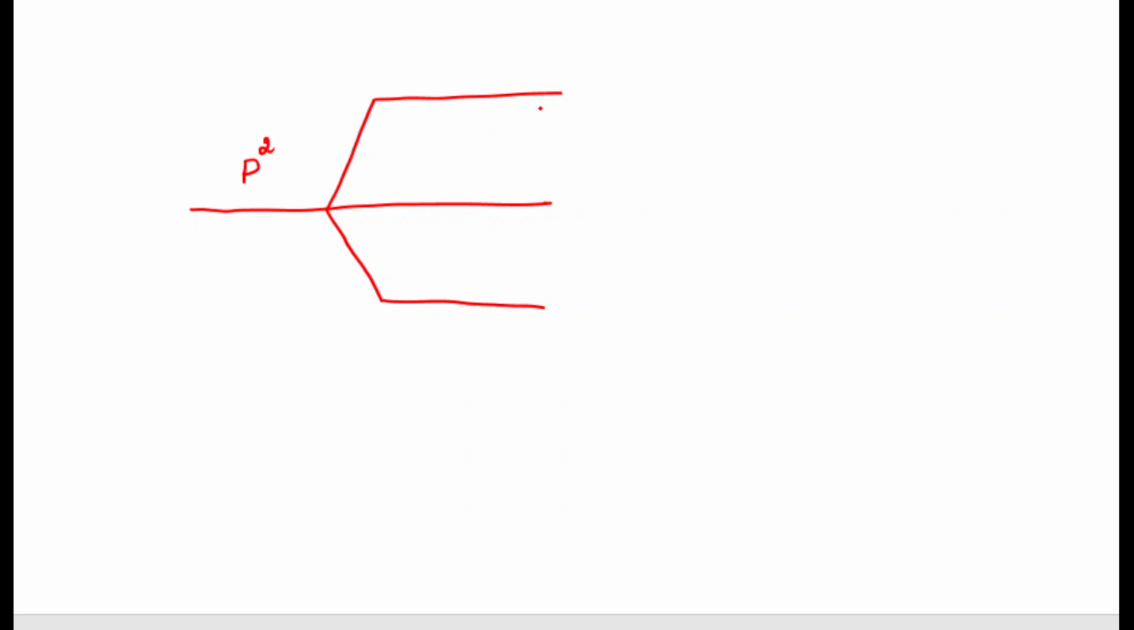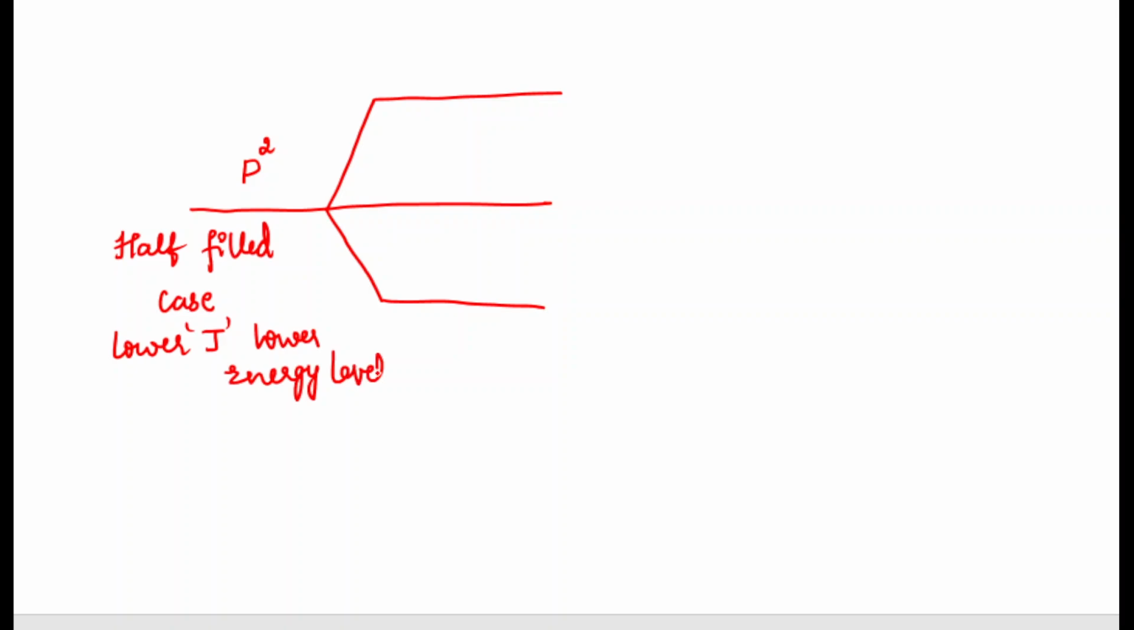Here for p square, the higher the value of s, the lower energy level we accommodate, and the higher the value of l, the lower energy level. And p square is a half filled case. For the half filled case, lower value of j means lower energy level. And this is how the energy level is split.